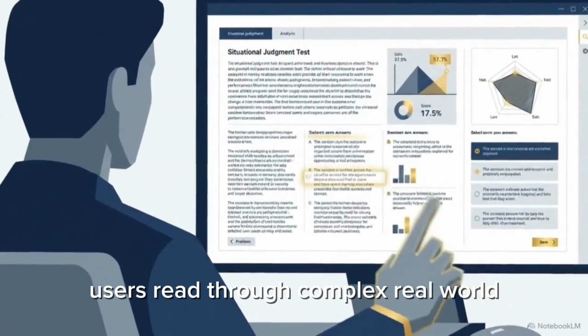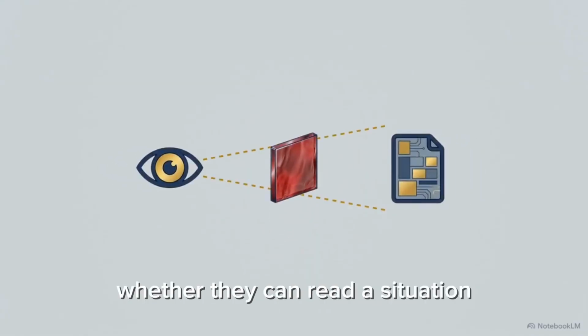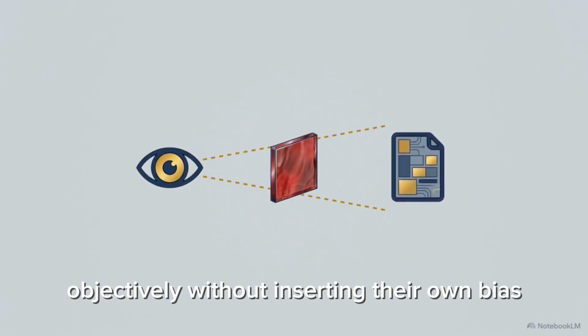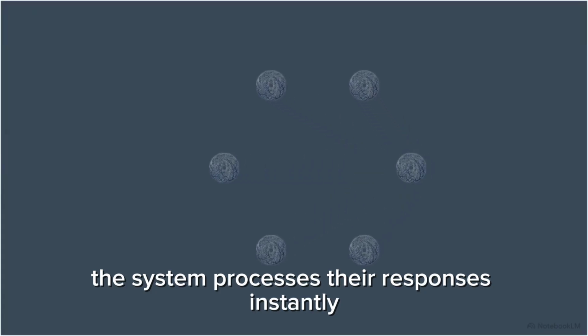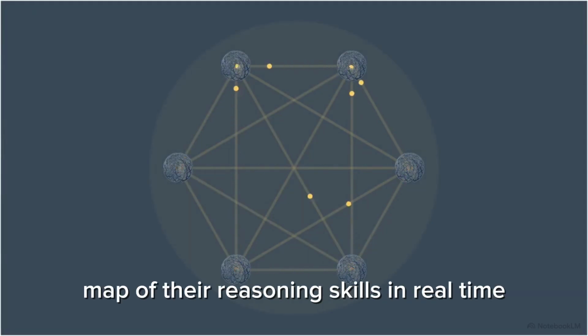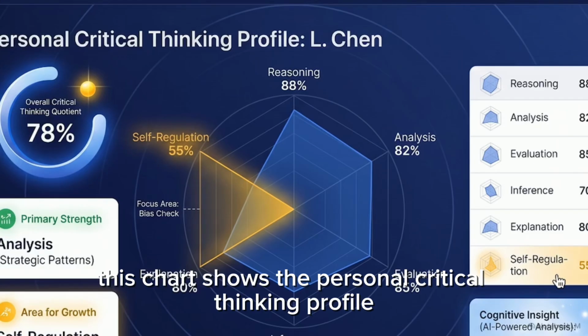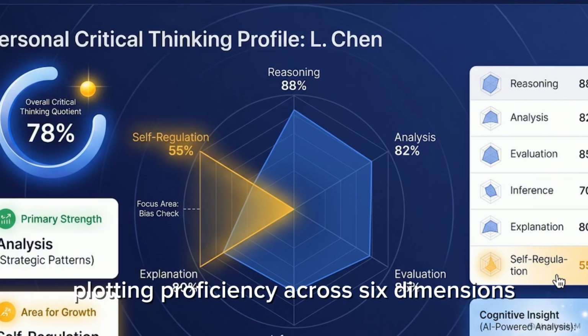Users read through complex, real-world scenarios and choose a response, testing whether they can read a situation objectively without inserting their own bias. As they answer, the system processes their responses instantly, building a multi-dimensional map of their reasoning skills in real time. This chart shows the personal critical thinking profile, plotting proficiency across 6 dimensions.